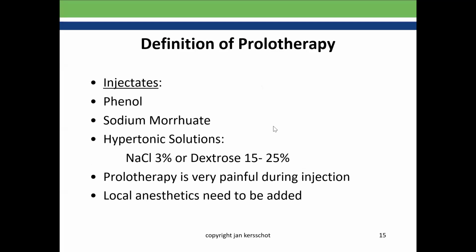The goal is to promote cell growth and tissue proliferation, hence the name prolotherapy, from proliferation. The injectate they started with was phenol, which is a very dangerous product. They stopped because of safety issues. Then they started to use sodium morrhuate. And later on, I think in the 70s or 80s, they started to use hypertonic solutions. You can use sodium chloride 3%, or the more popular one, dextrose of 15 to 25%.